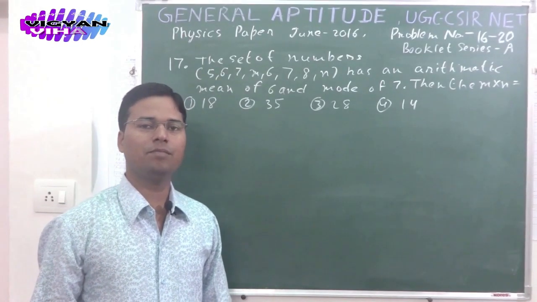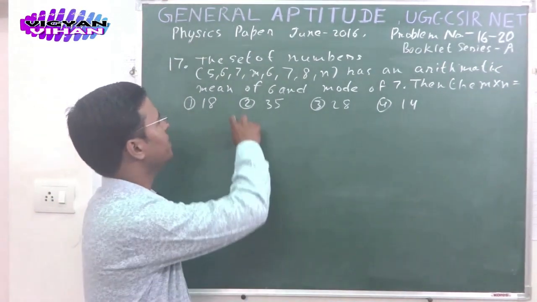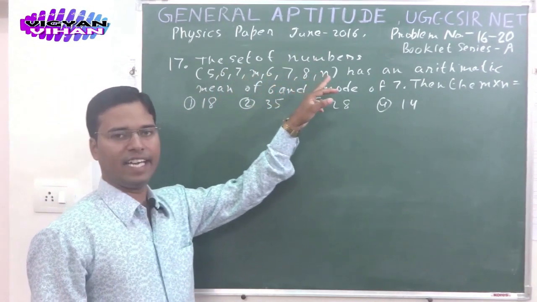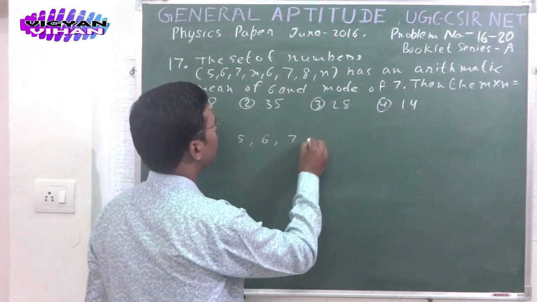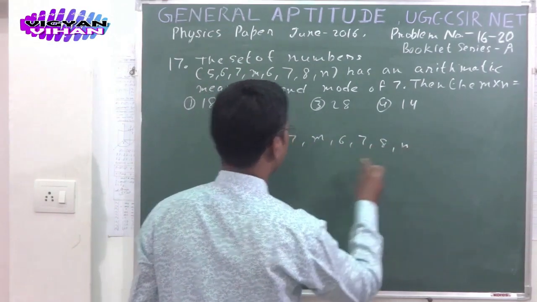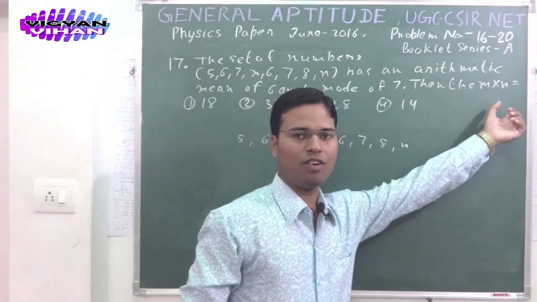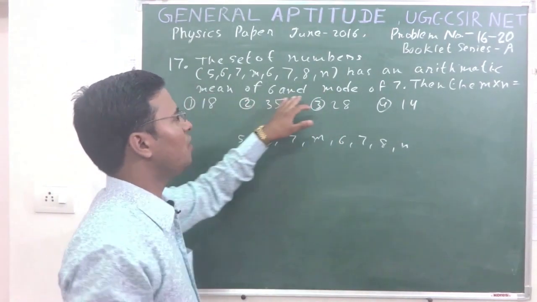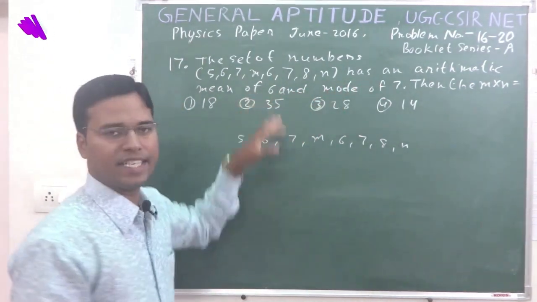Friends, here is the next problem, problem number 17. In this problem, there is a given set of numbers 5, 6, 7, then m, then 6, 7, 8, then n. This is the set 5, 6, 7, m, 6, 7, 8, n. M and n are unknown quantities. We will have to find out the product of m and n. There is a given condition that this set has an arithmetic mean of 6.